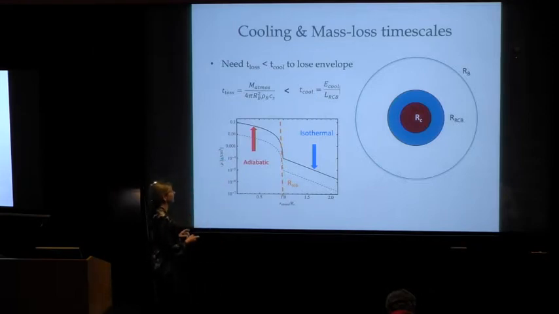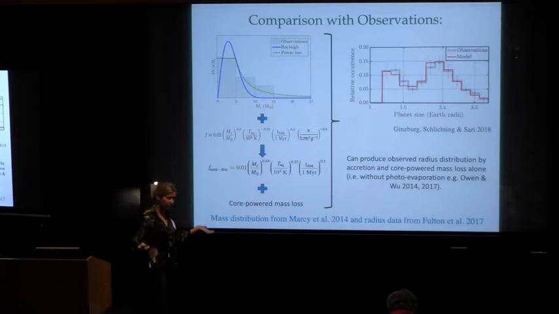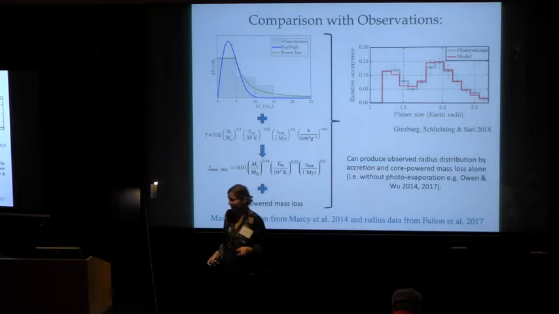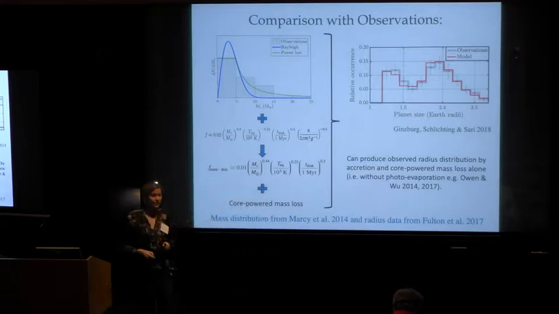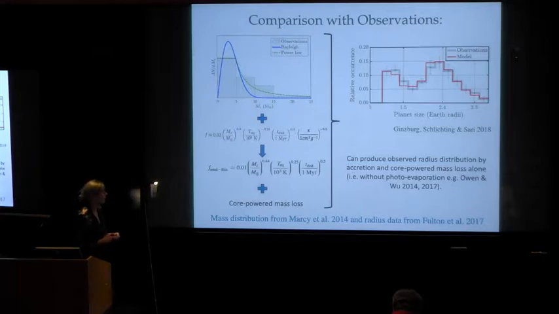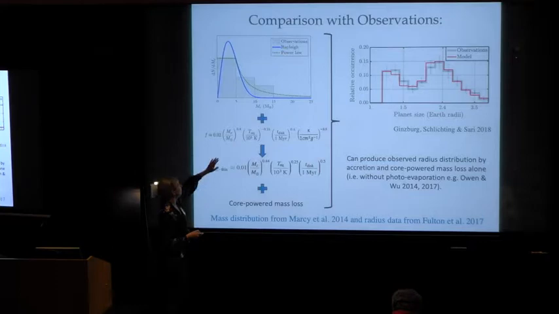Okay, so now these are all the ingredients. I told you from start to finish what you roughly expect for this population of planets. And so you can model all of this consistently. There are very few things we truly don't know.